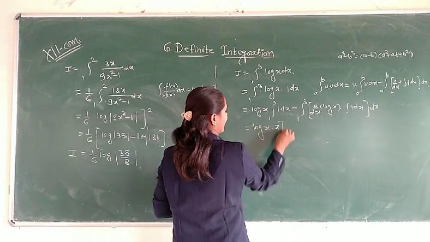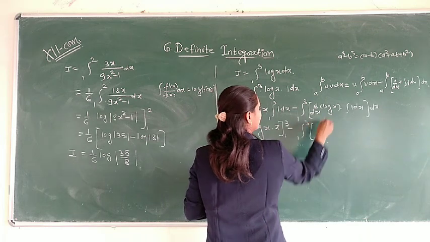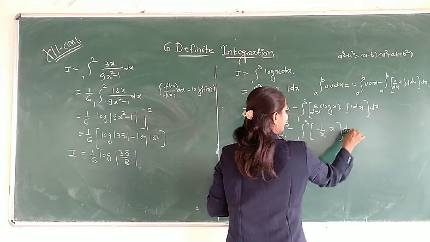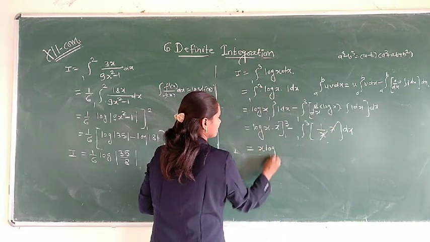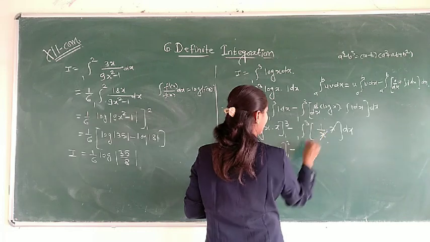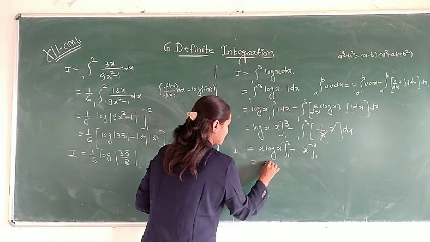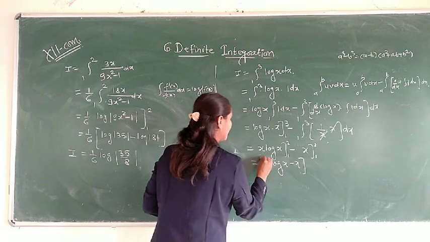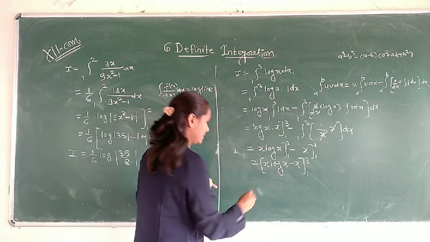Integration of 1 is x, limits 1 to 3, minus integration 1 to 3 as it is. Derivative of log is 1 upon x and integration of 1 is x. So here x will get cancelled. X log x 1 to 3 minus integration of 1 is again x 1 to 3. Here limits are same, so we write this as x log x minus x and the limits of integrations are 1 to 3. So first apply upper limit.